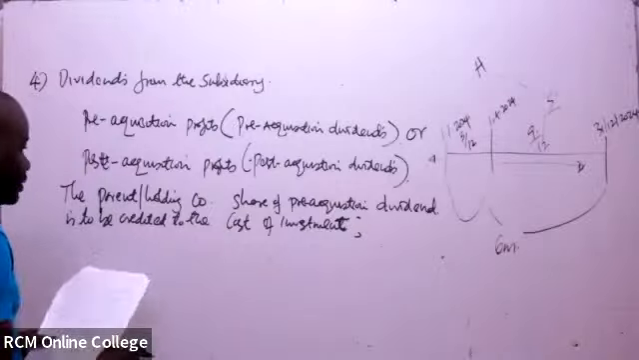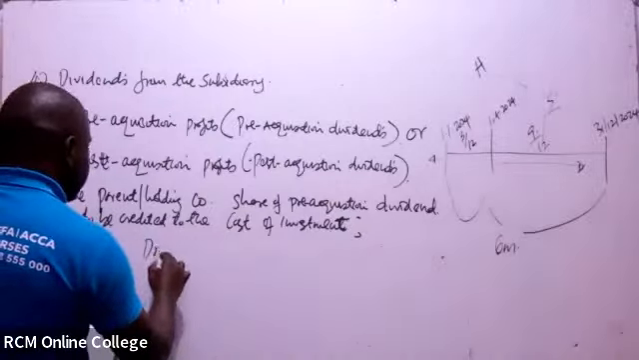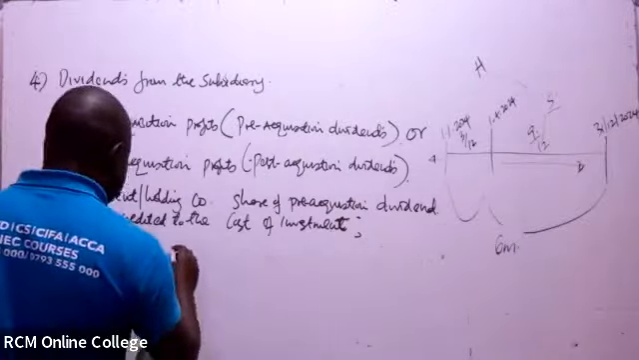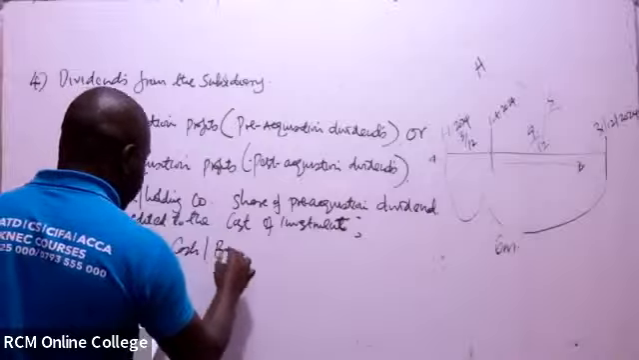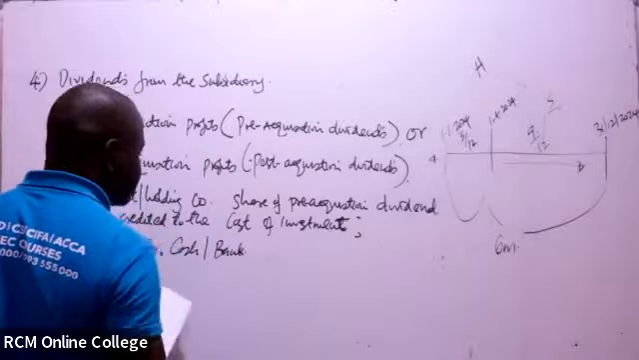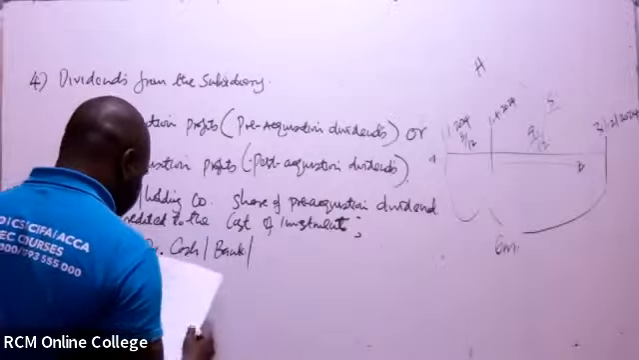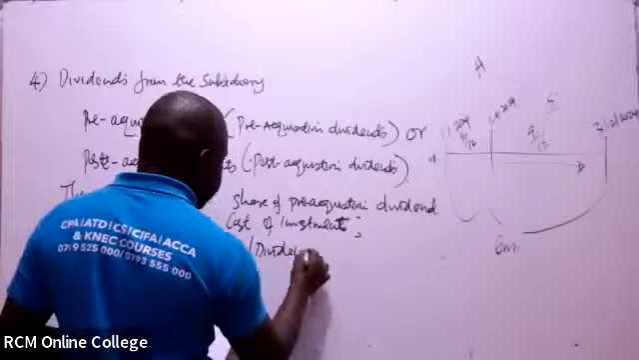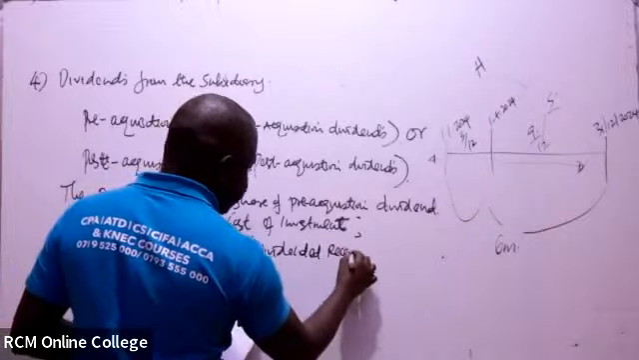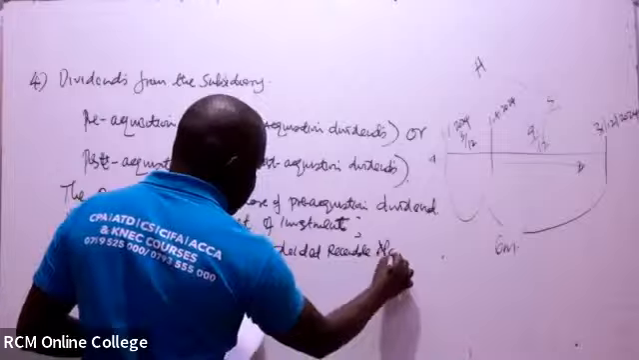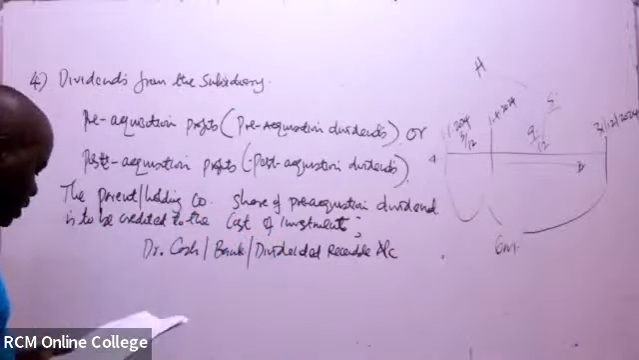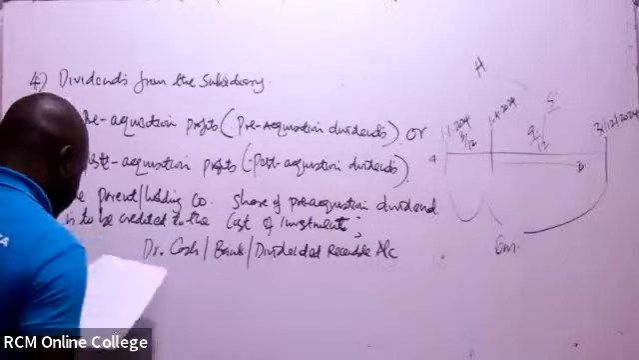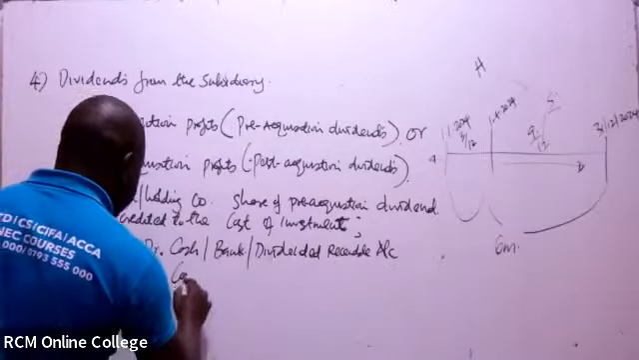You'll actually in this case debit. Because when the holding company receives, they'll debit the cash or bank. That is, in this case, it has already been paid. If it is yet to be paid, in this case, they'll actually end up having to debit what we call the dividend receivable account. Then in this case, they credit what we call the cost of investment.